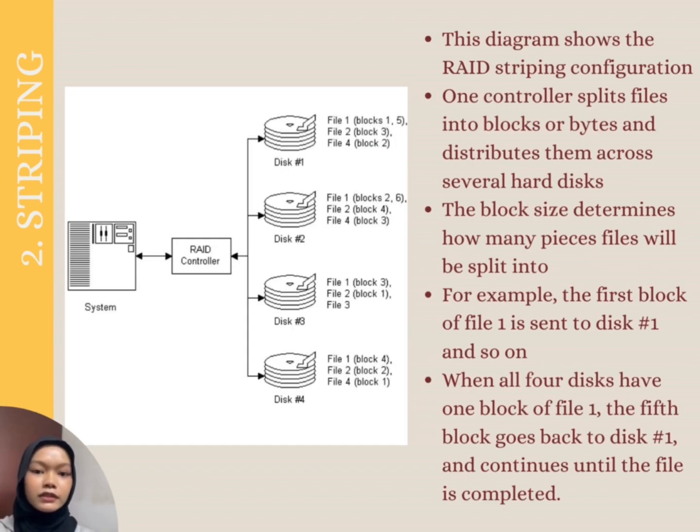This diagram shows the RAID striping configuration. One controller splits files into blocks or bytes and distributes them across several hard disks. The block size determines how many pieces files will be split into. For example, the first block of file 1 is sent to disk 1 and so on. When all 4 disks have one block of file 1, the fifth block goes back to disk 1 and continues until the file is completed.